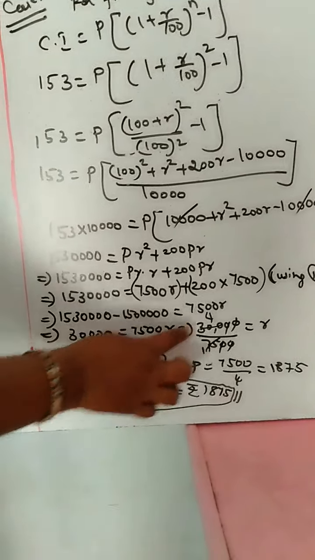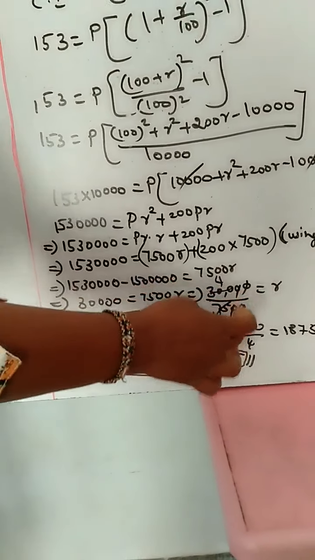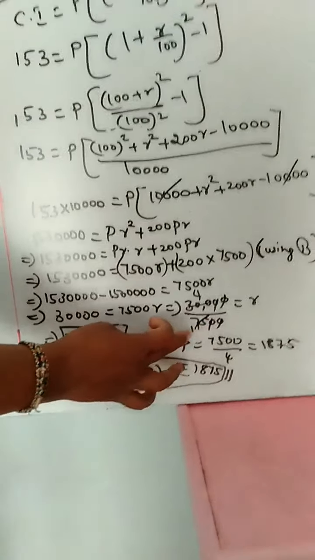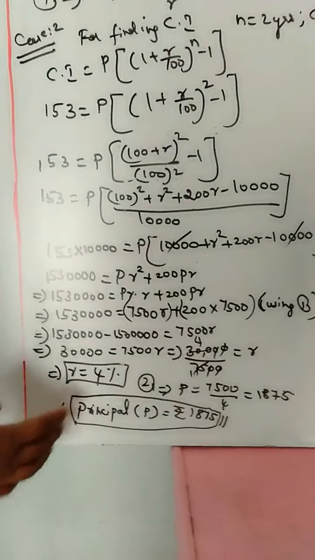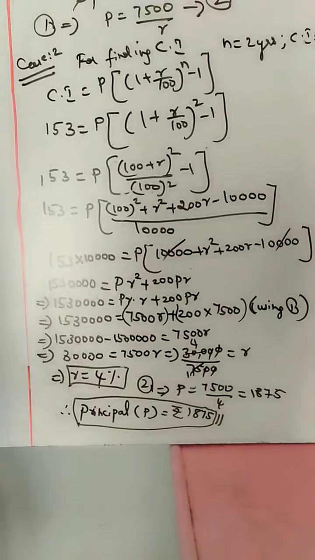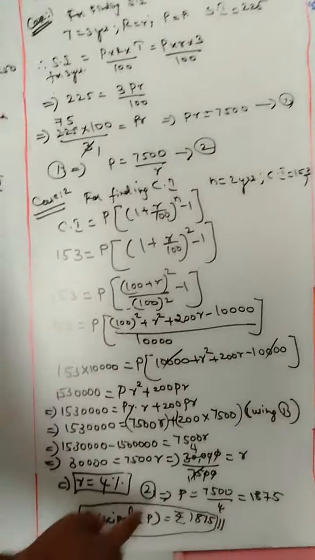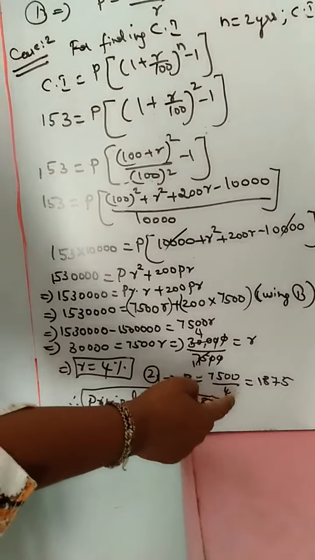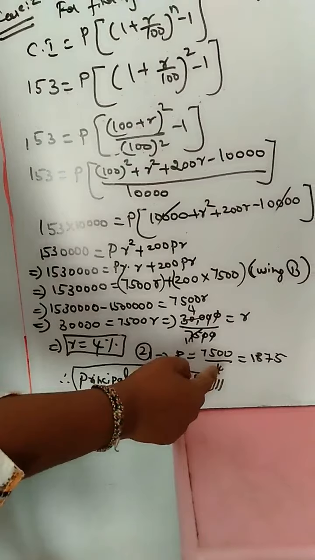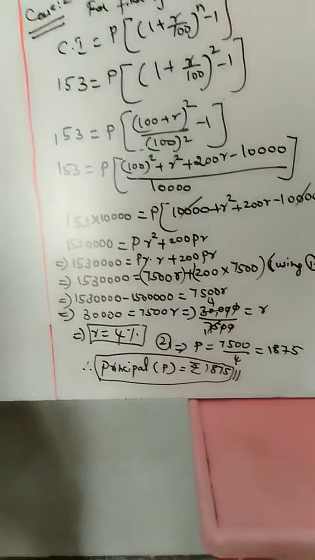So keep R to one side and bring the number to the other side. That is 30,000 by 7,500. Cancelling these two zeros, by the table, this is 1 time, this is 300, 4 times. So R becomes 4%, that is the rate of interest, which is equal to 4%. That is what we want to find. And one more, the principal we want to find. By using equation 2, P equals 7,500 by R, substitute the value of R here as 4. You will be getting, by the 4 table if we cancel, 1,875, which is the principal we want to find.